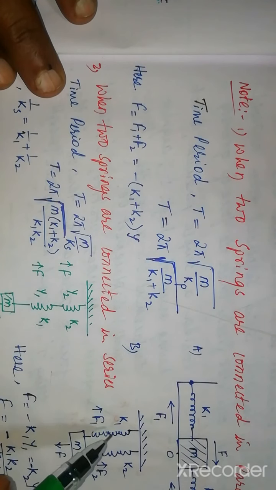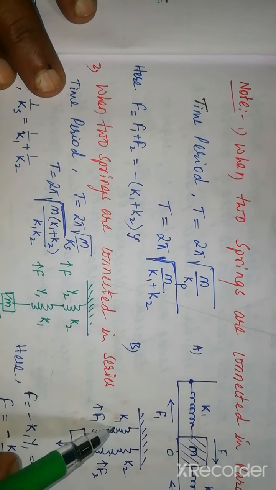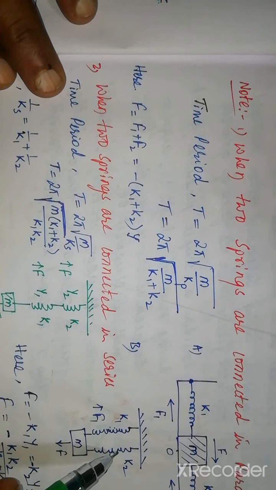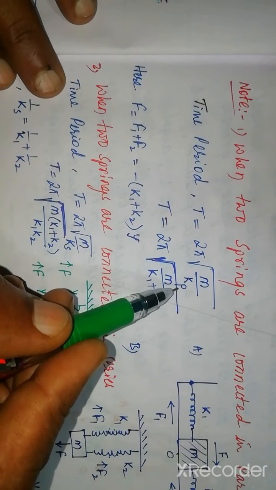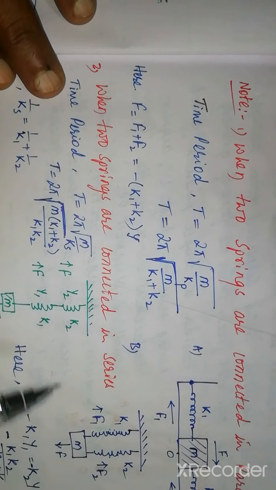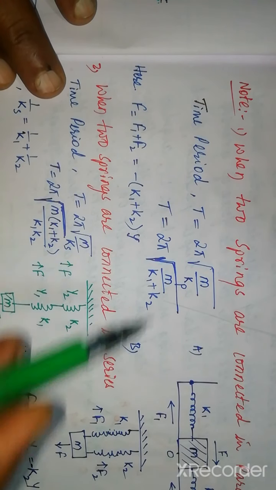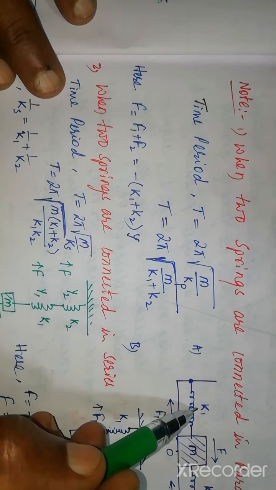Note, when two springs are connected in parallel, so these are the two diagrams. The springs are connected in parallel. These two springs are also parallel. These two springs are also parallel. The time period T equals 2 pi root m divided by Kp. Kp is force constant for parallel combination of the springs. For parallel combination, Kp is K1 plus K2, where K1 and K2 are the spring constants for both the springs.